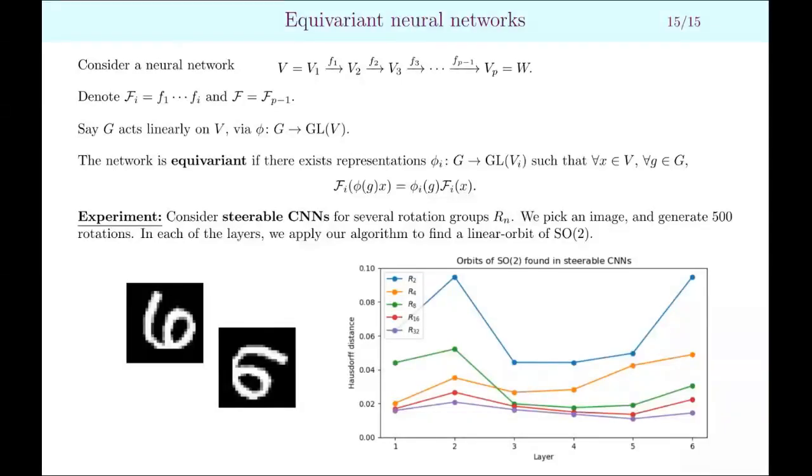And so what we did, we took an orbit of images. We looked at its image in all the inner layers and applied our algorithm to check how close it was to an actual orbit of SO2. And the results are what you expect. The more rotations you have in your training, the better fit you have with an actual orbit. With some interesting phenomenon I won't get into.